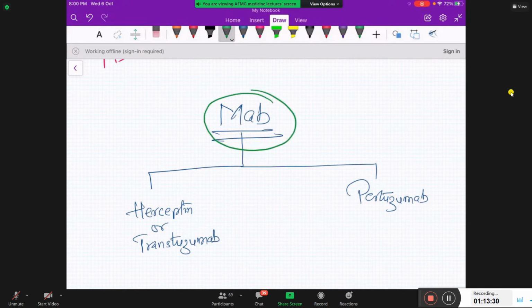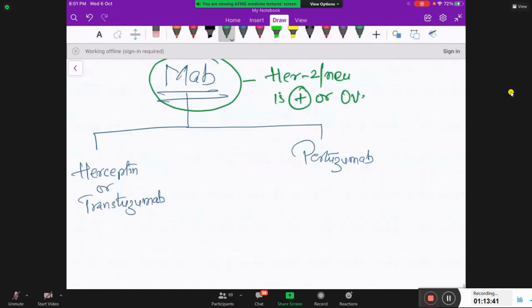This monoclonal antibody is to be given when HER2/neu is positive or overexpressed. When HER2/neu is positive or overexpressed, we are supposed to give this monoclonal antibody. Now what I'm going to make you write down, every word in that statement has an MCQ.